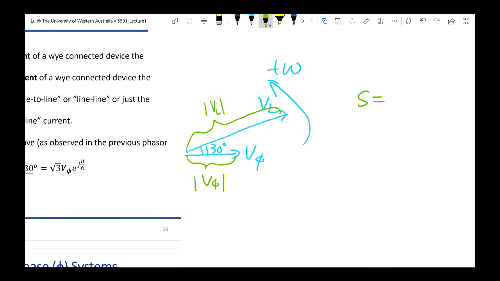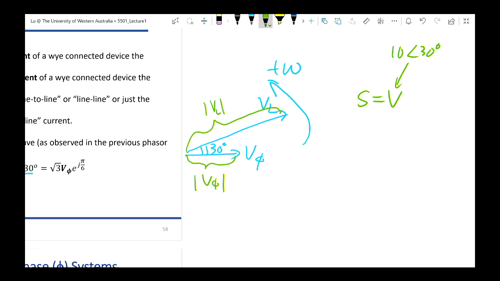S equal to AC voltage. This AC voltage is not only the magnitude. It contains both the magnitude and the angle. In other words, this V may be like 10 volts with 30 degrees. It's a vector. It's not a number, okay?